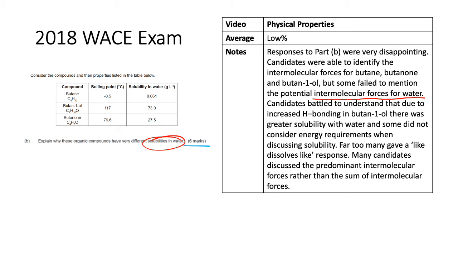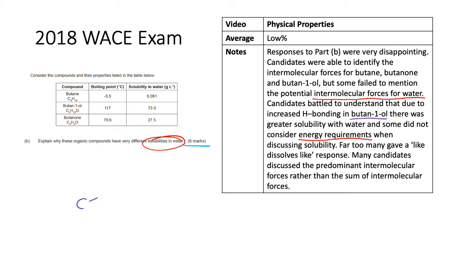Candidates battled, such an emotive expression, to understand that due to the increased hydrogen bonding in the 1-butanol, there was greater solubility with water, and some did not consider energy requirements when discussing solubility. So the amount of energy released in bond forming should be greater than or equal to the amount of energy required for bond breaking of the solute-solute and the solvent-solvent. Then the idea that alcohols will have more sites for hydrogen bonding than ketones, because ketones will also be able to hydrogen bond with water, but they will have lower solubility.